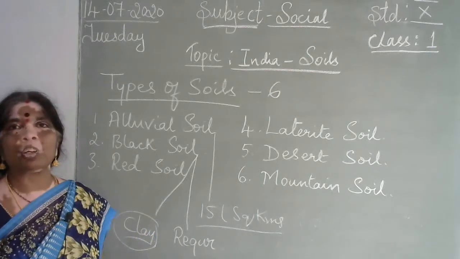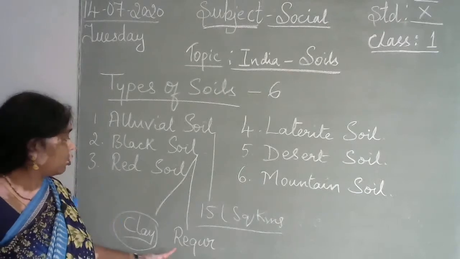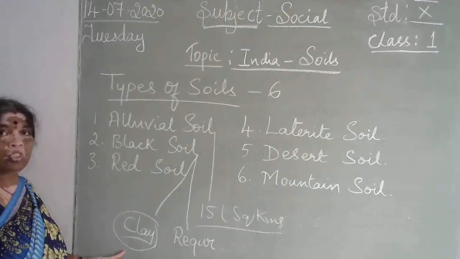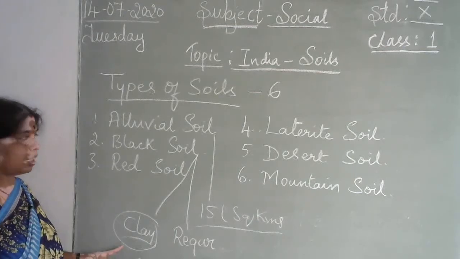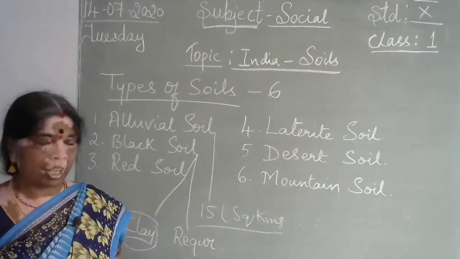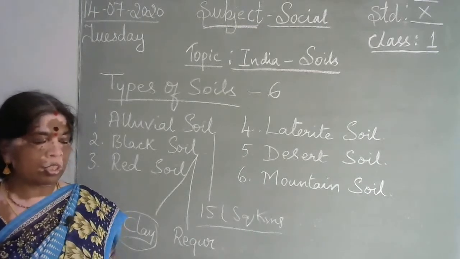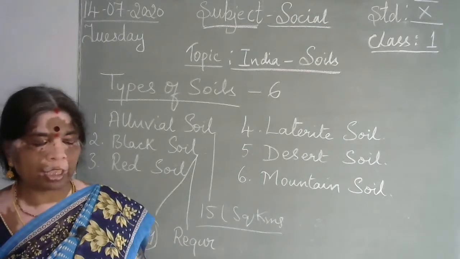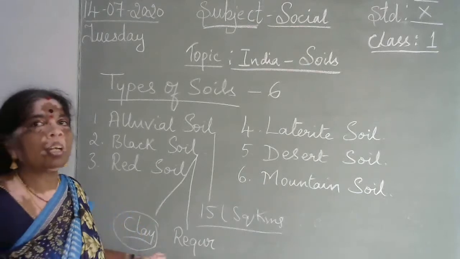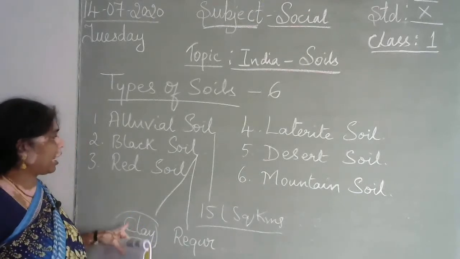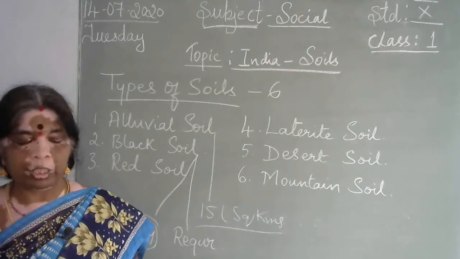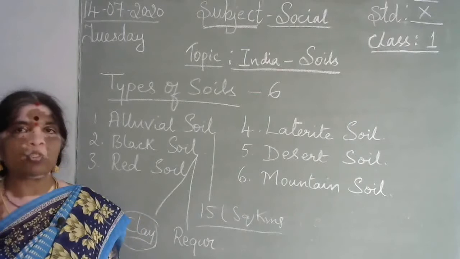Black soil is also called regur soil, and it has much clay content. The color is dark black and also dark grey, compact with high clay. The important crops grown in black soil are paddy, sugarcane, jowar, maize, pulses and chilies.